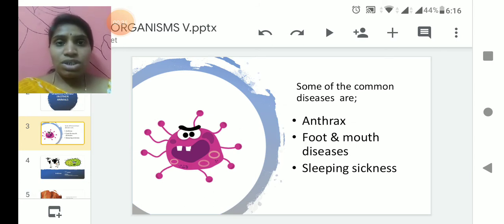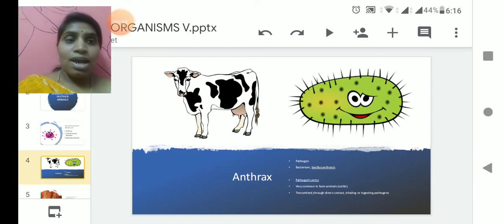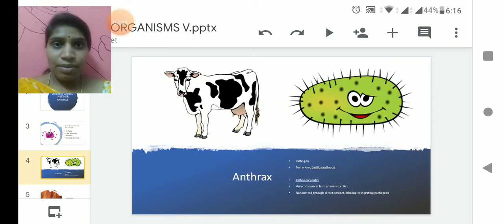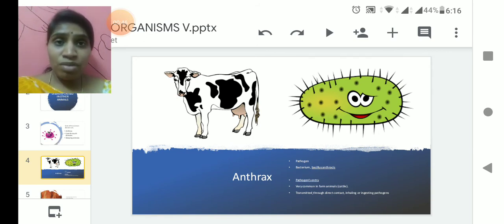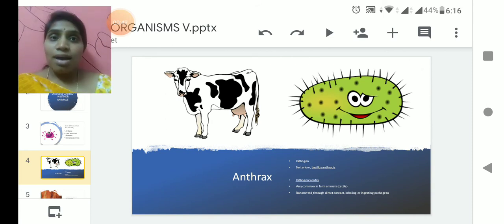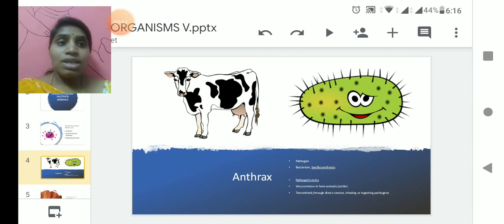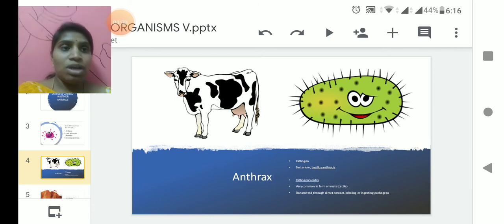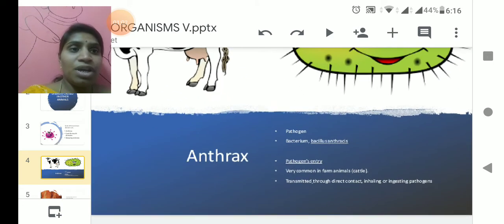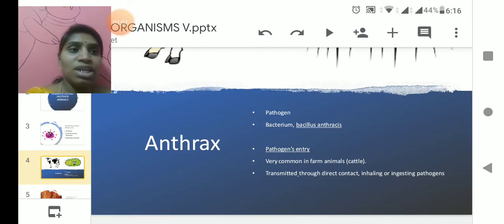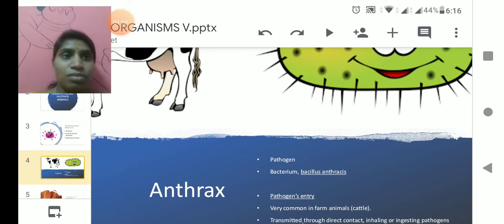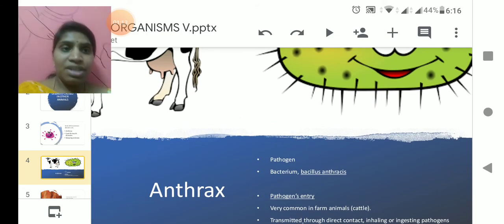Let's see the first disease, that is anthrax. Anthrax is caused by bacteria, children. The name of the bacteria is Bacillus anthracis. The disease is named after the bacteria. And this is how it enters the body. It is very common in farm animals, children. It is transmitted through direct contact, inhaling or ingestion of the pathogen. By this, it easily gets affected.